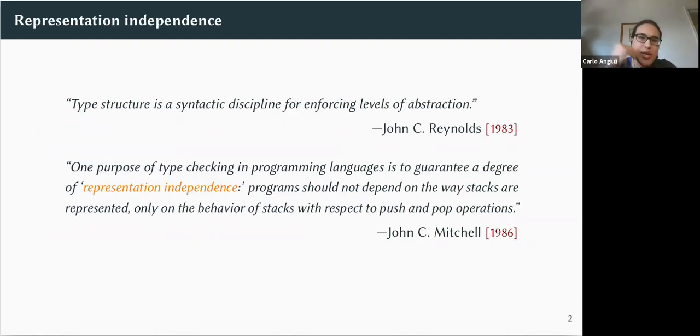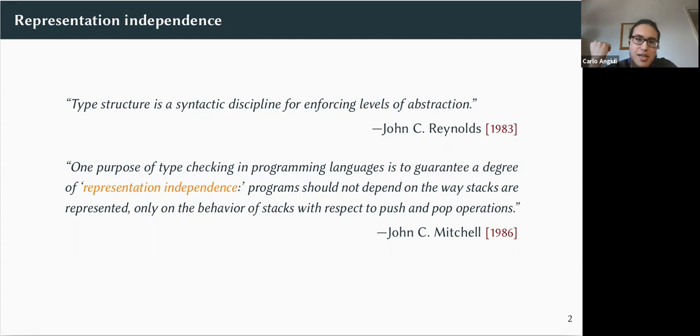Okay, so what is representation independence? Well, I think Mitchell put it really well when he said, one purpose of type checking in programming languages is to guarantee a degree of representation independence. Programs should not depend on the way moduli spaces, stacks, are represented, only on the behavior of stacks with respect to push and pop operations. Okay, Mike's laughing, right? A different kind of stack. So basically, this is a principle of modularity.